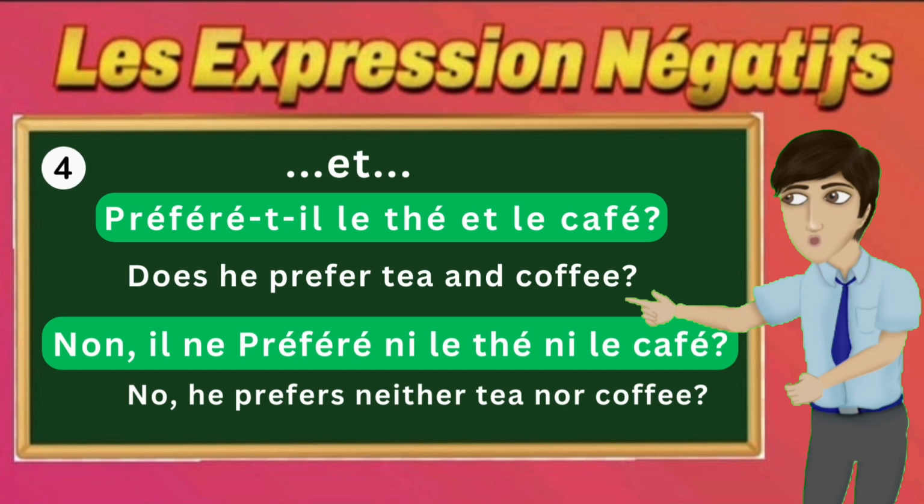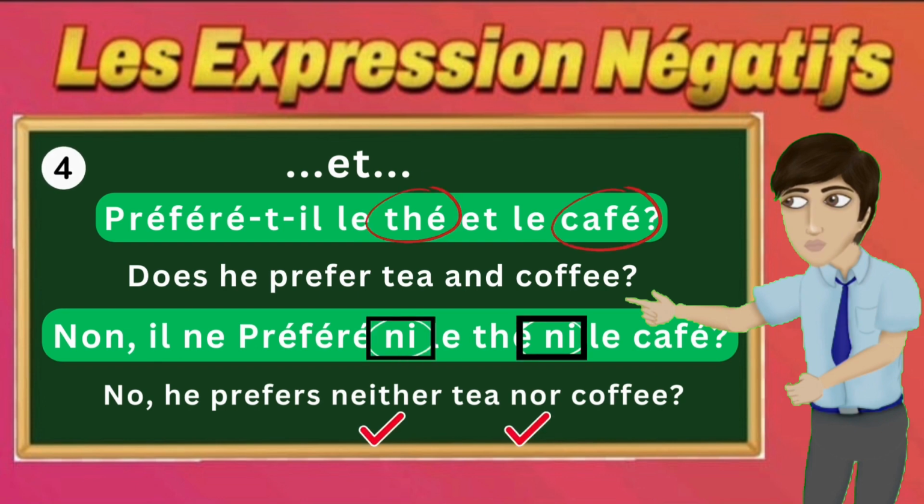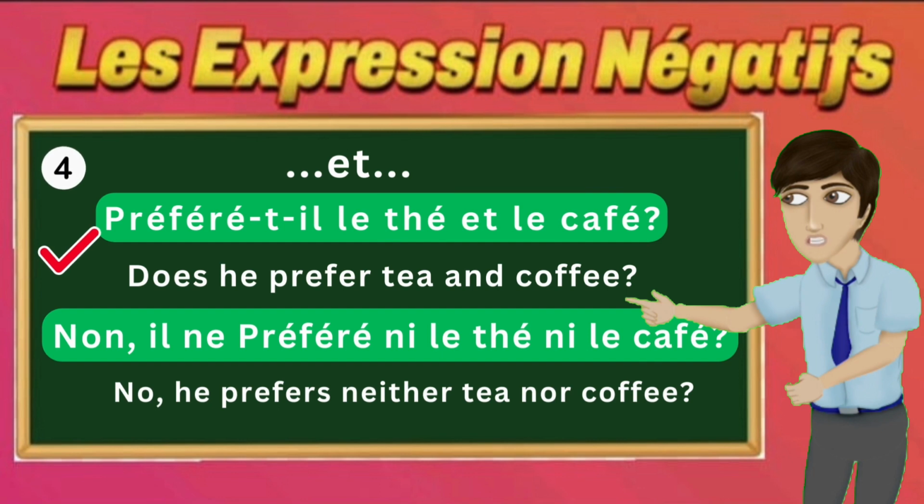In this sentence, when two options are presented, like tea and coffee, for negation, we use neither nor in French. Préfère-t-il le thé et le café? Non, il ne préfère ni le thé ni le café.